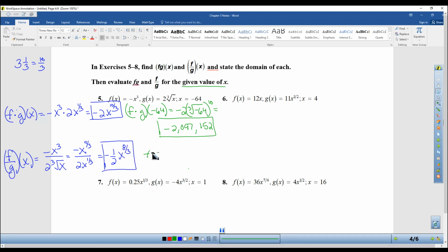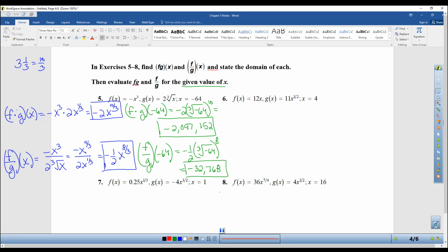And then I'm going to plug in my 64 f over g of x, but in this case, negative 64, is going to be negative 1/2 again. I think it's easier to plug in as a cube root, unless you're just going to do it on your calculator anyway. Then you can just do negative 64 to the 8/3. But again, the cube root of negative 64 is 4, 4 to the 8th, and then times the 1/2 is going to give you negative 32,768.